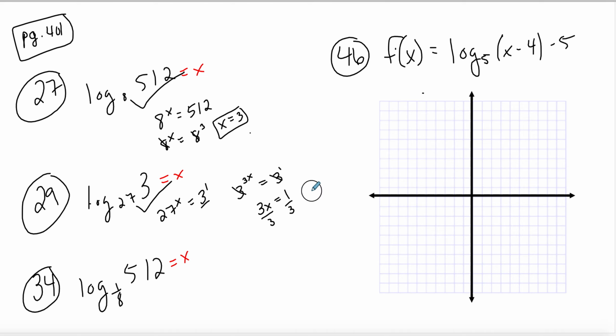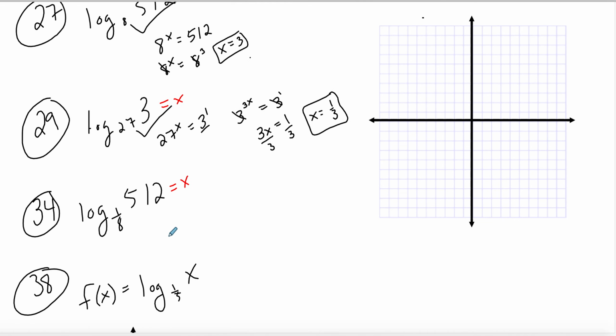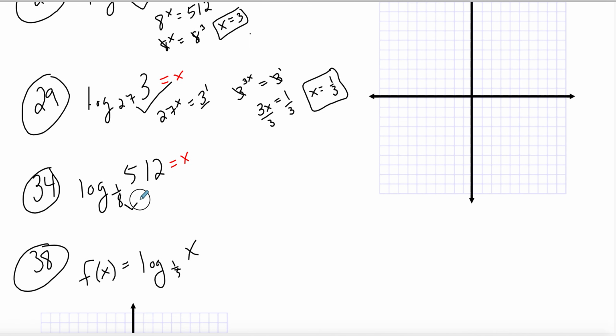Divide by 3, we get x equals 1/3. Okay, and that makes sense because this is actually a cube root, right? So if I take the cube root of 27, I'll end up with a 3. So let's check the next one here. So same kind of deal, 1/8 to the x. Check mark it.